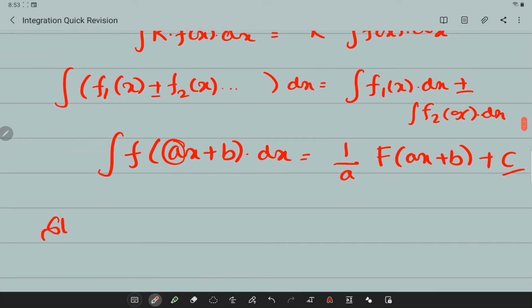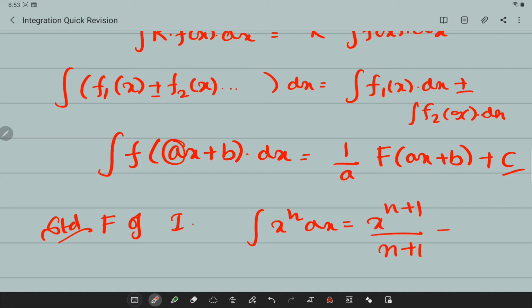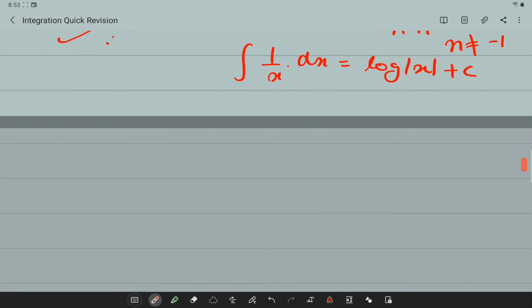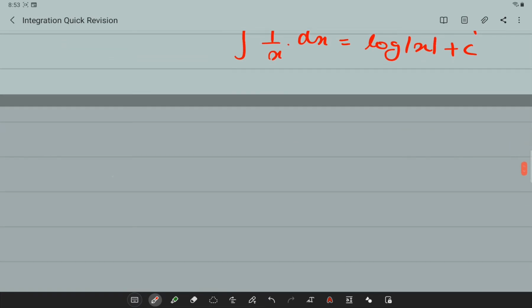Now we have some standard formulas of integration, which include the basic formula integral x power n dx is nothing but x power n plus 1 by n plus 1 plus c, and here the condition is n must not be equal to minus 1. Also we have the standard formula integral 1 by x dx is log mod x. I am not going deep into the standard formulas of integration because I want to focus more on concepts and important steps and tricks we have to learn in integration.